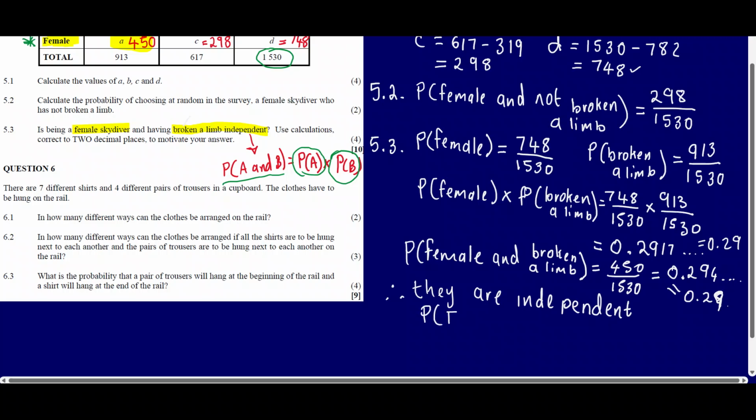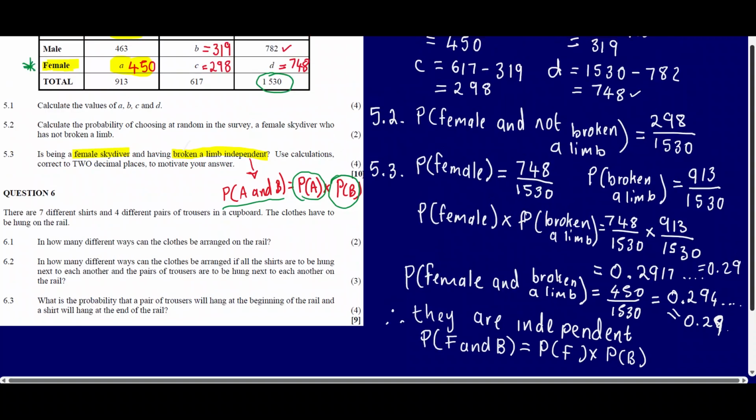Two events are independent because the probability of a female and broken a limb, so I'm just going to write like this, is the same as the probability of a female times the probability of broken a limb, right?